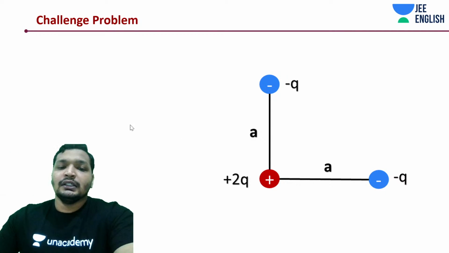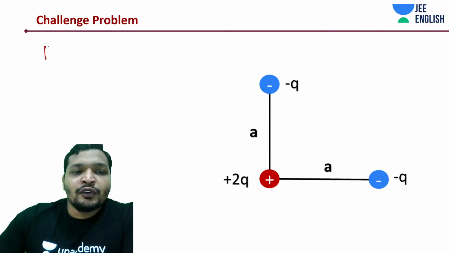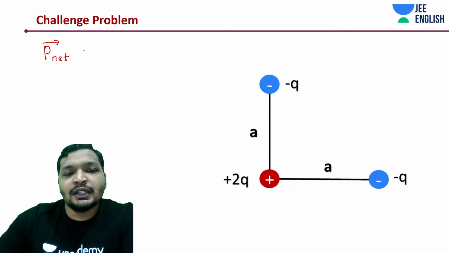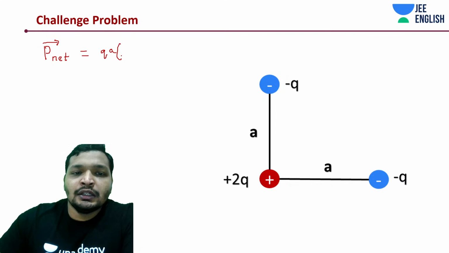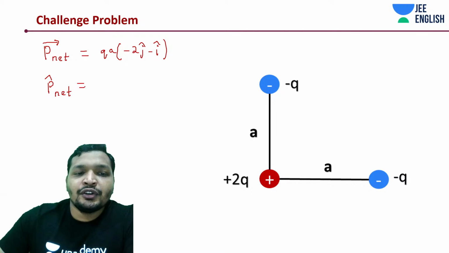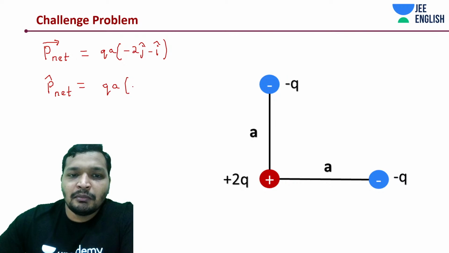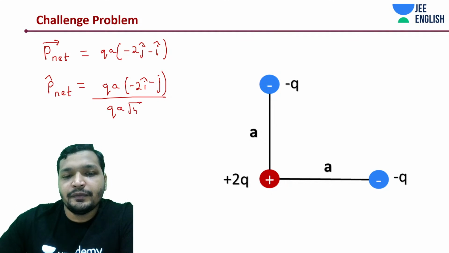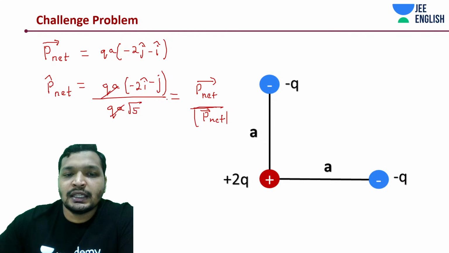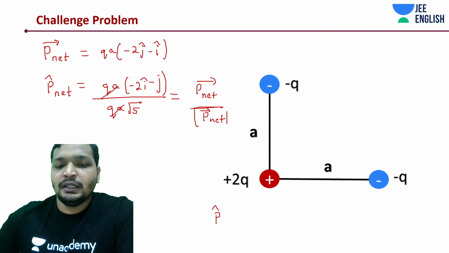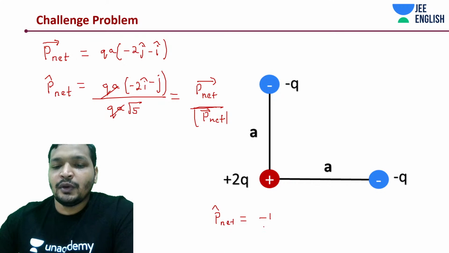Now let's move on to calculating the dipole moment. So we found P net vector to be qa into minus 2j cap minus i cap, which we calculated just now. If I ask you the direction, then you are going to do P cap net, which is qa into minus 2j cap minus i cap divided by qa into root 5. How did we get this? We just did P net divided by magnitude of P net, the unit vector. That's it for the direction. qa gets cancelled. Basically P cap net is going to be minus 1 by root 5 into 2j plus i.